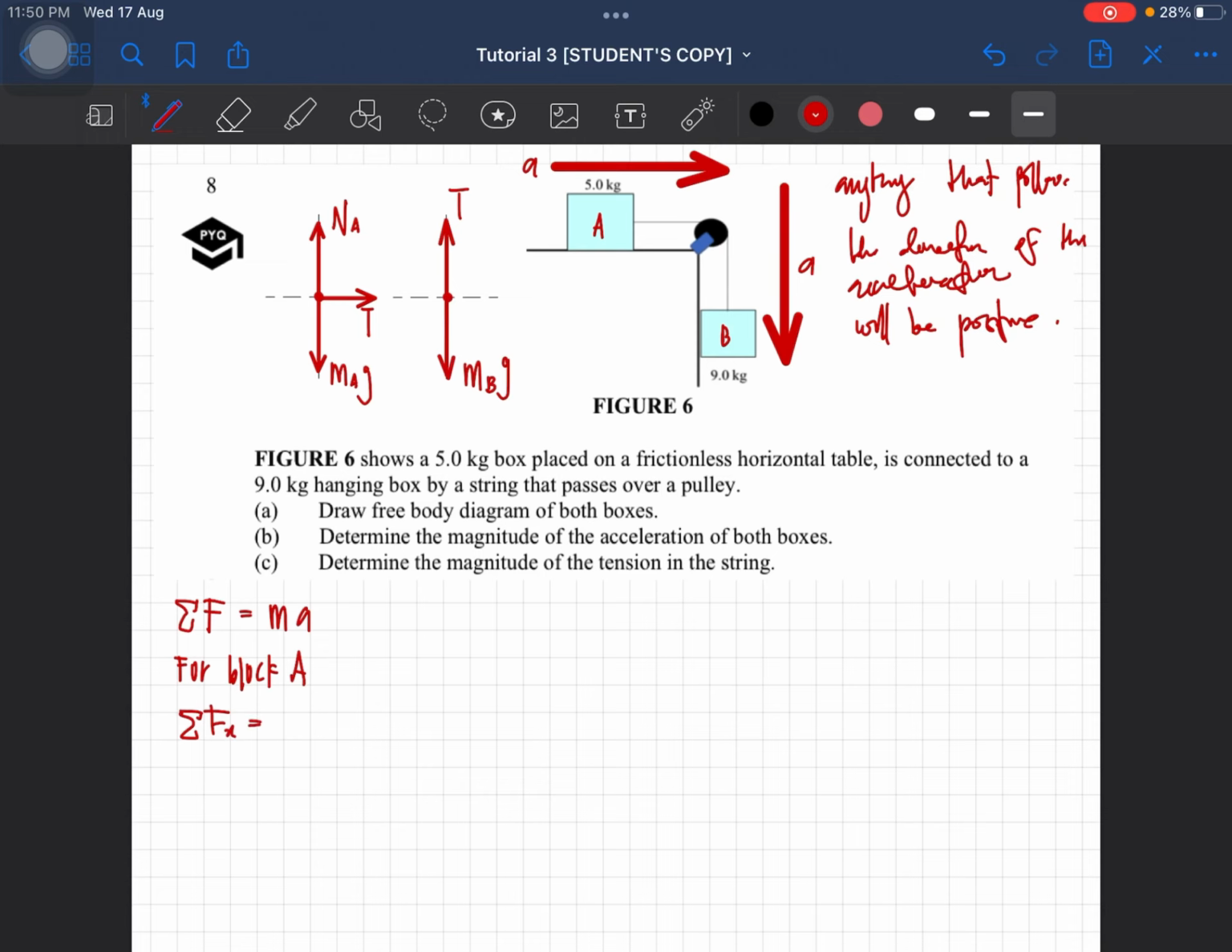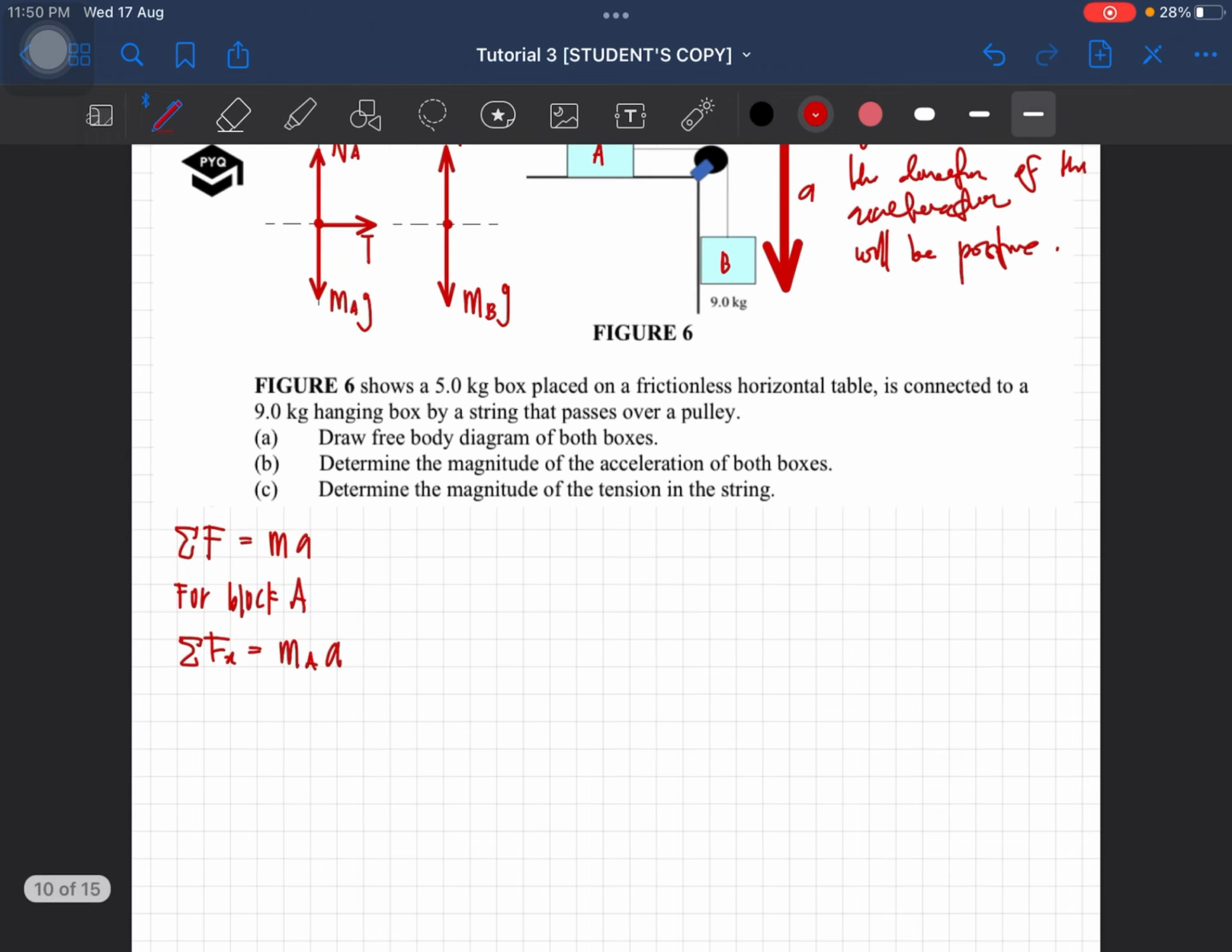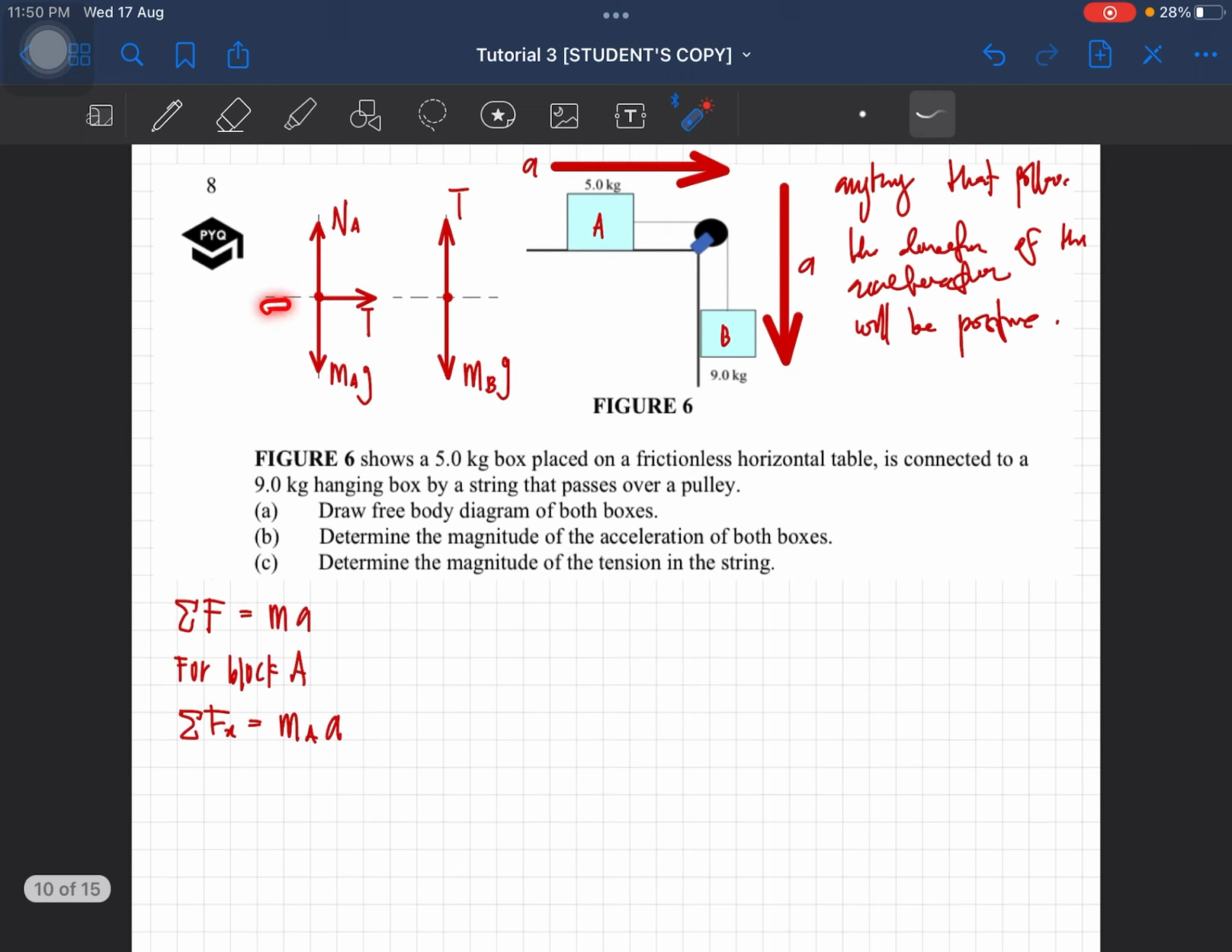So total force in the x component is equal to ma, mass of block A times the acceleration. Since the tension follows the direction of the acceleration, it will be positive. The x component has only this. Don't add forces that are not there. So T is equal to mAa. This is your first equation.